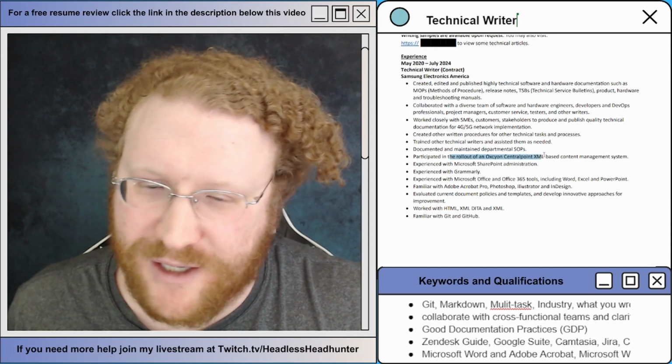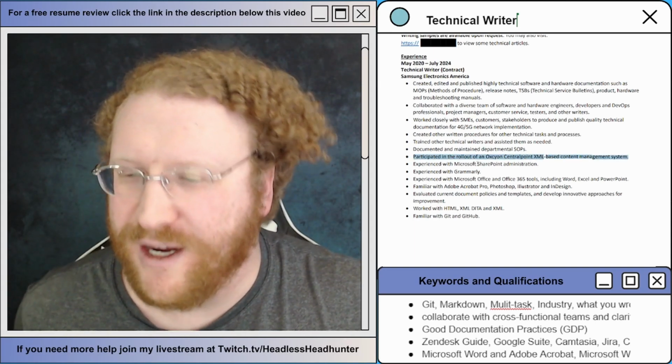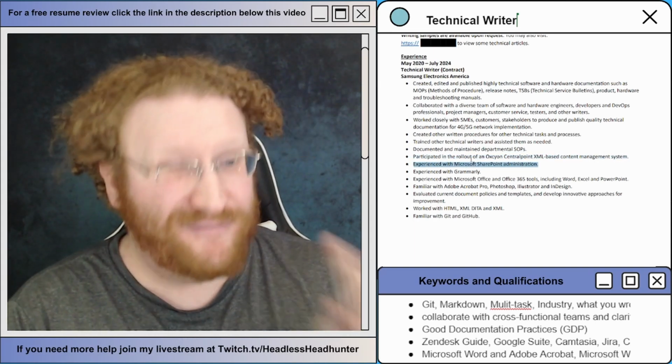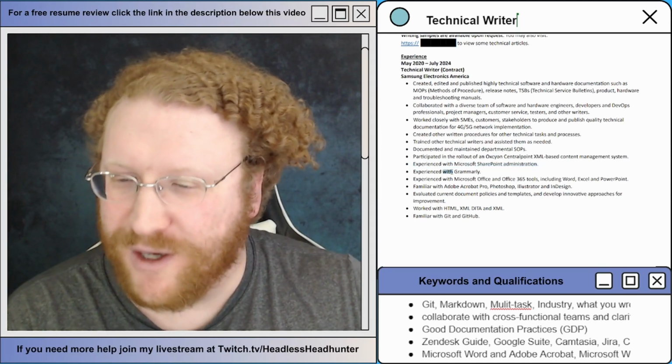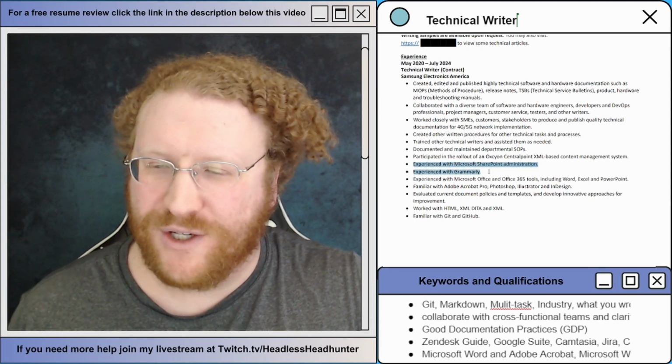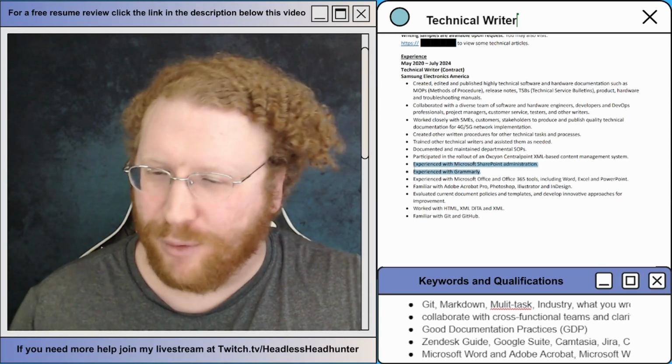Participate in the role of an Oxygen XML. This doesn't mean anything to me. Experience with Microsoft SharePoint can be useful, was a keyword. Experience with Grammarly. Why do you just have this here? Why is this not one bullet point?